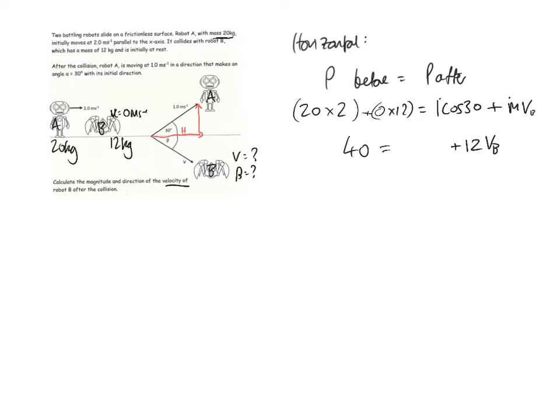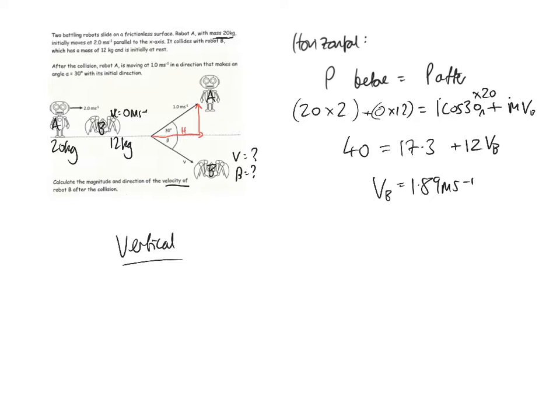I made a little mistake here, so I haven't included the mass, 20. This is momentum, so it's mass times velocity, so 20 times 1 cosine 30 will give you about 17.3. Solve that equation, and you'll get the velocity in the horizontal direction for robot B of approximately 1.89 meters per second. Sorry, that's a bit messy. I'll make sure this one's a bit clearer.